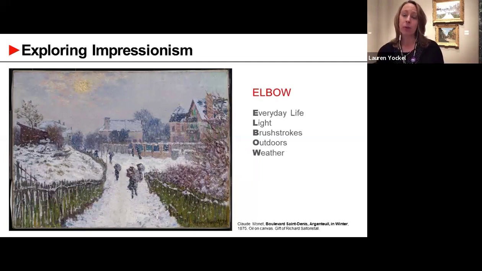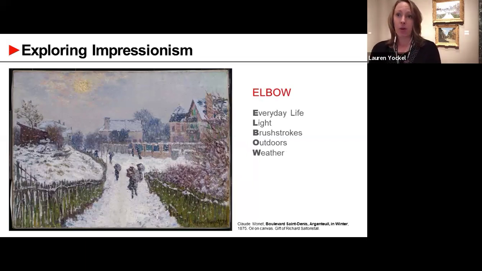So the letters in elbow, we're going to go through them one at a time. The E is for everyday life. So when Impressionists were creating this new type of art, they were making paintings about just things in their everyday, ordinary life. So what we see in the painting might not seem particularly special, but just an ordinary, everyday scene. And we can see that in the painting here. This is just a scene of the town where Claude Monet lived at the time.